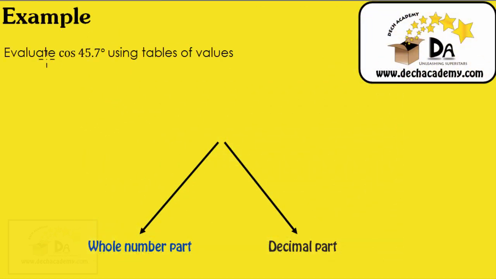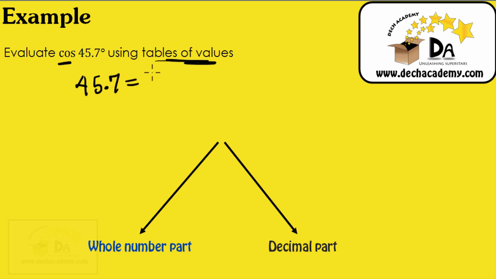Here's another example question. This one says, evaluate the cosine of 45.7 degrees using the table of values. And the tables of values we're referring to are the tables of cosines, because we need to determine the cosine of an angle. Now, the angle is 45.7.